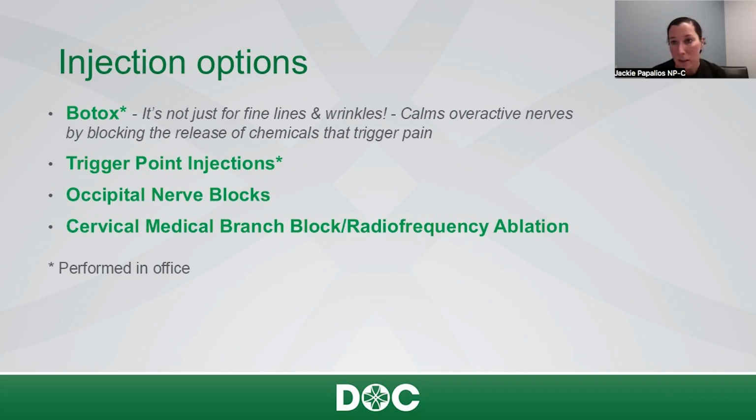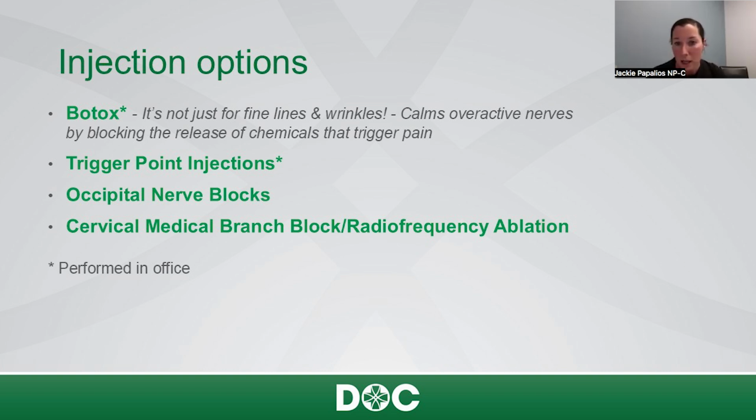And then if you have a lot going on in your neck, if you have a lot of arthritis, we typically do cervical medial branch blocks, where we inject a medication like a numbing agent to temporarily block those pain signals. If you get good short-term relief from those, we can actually heat those nerves up and provide some pain reduction for up to 9 to 12 months. So again, Botox and trigger points are typically done in office.